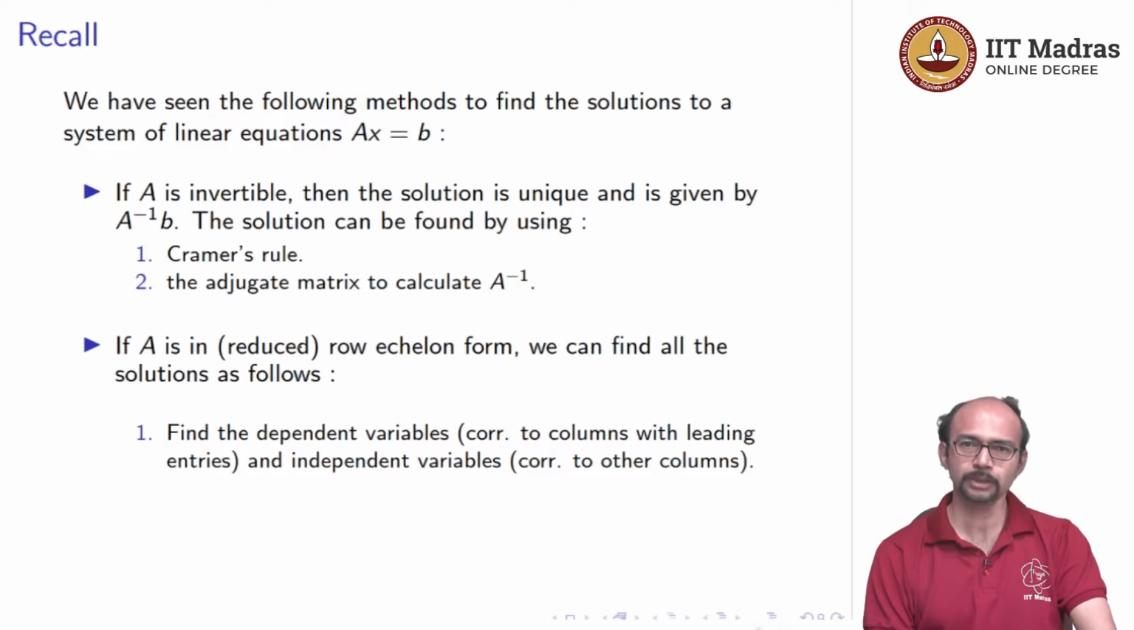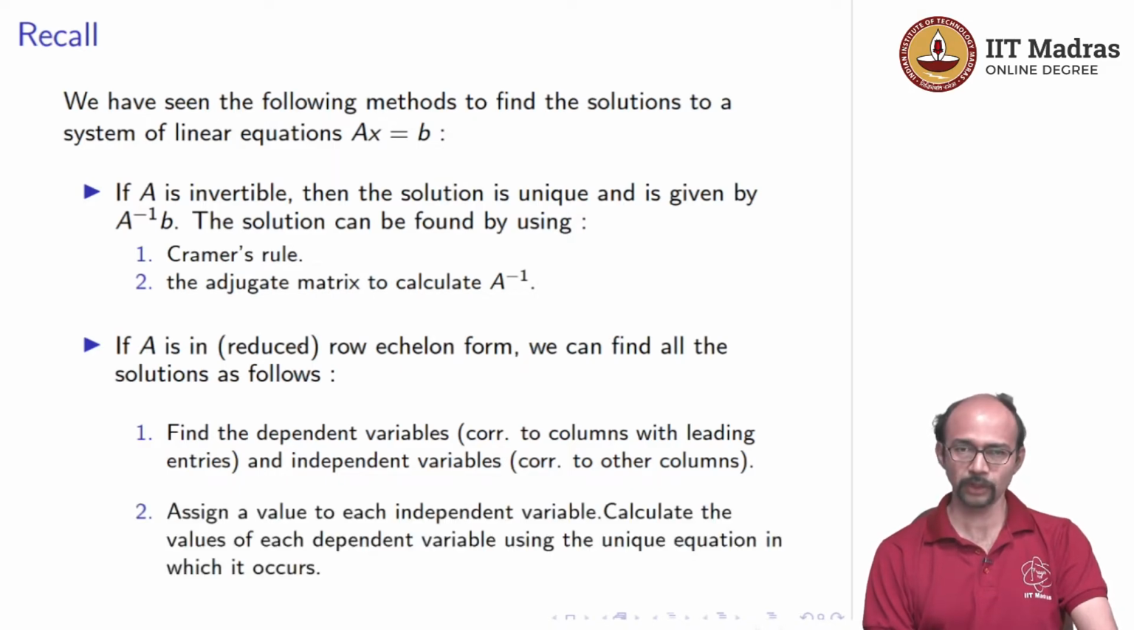And then how do we find our solutions? You plug in any value that you want for the independent variables and you back calculate to find the values of the dependent variables. Okay. And note that each dependent variable appears in a unique equation. That is the advantage of the reduced row echelon form, and you can use that to back calculate and find the value of a dependent variable. And then for every such choice of values of the independent variables, we get a solution of our system Ax equals b.